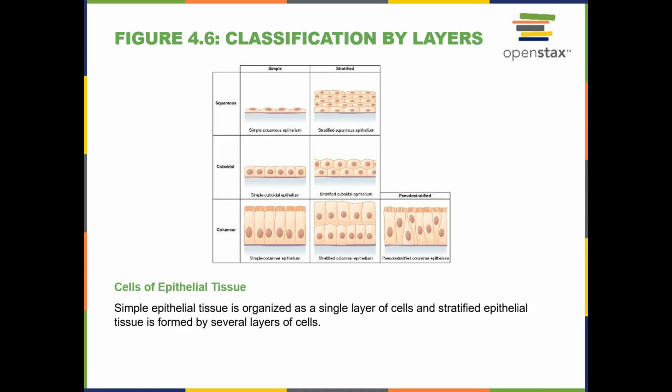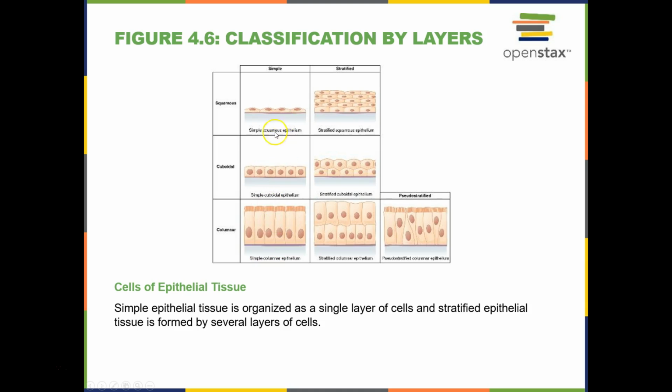And so the first classification, again, is how many layers thick. Here we have a simple epithelium, and here we have a stratified epithelium. Simple epithelium is one layer thick. Stratified is multiple layers thick. You can have flat epithelium, which is called squamous. You can have cuboidal epithelium, which is called cuboidal. You can have column-shaped epithelium, which is called columnar.